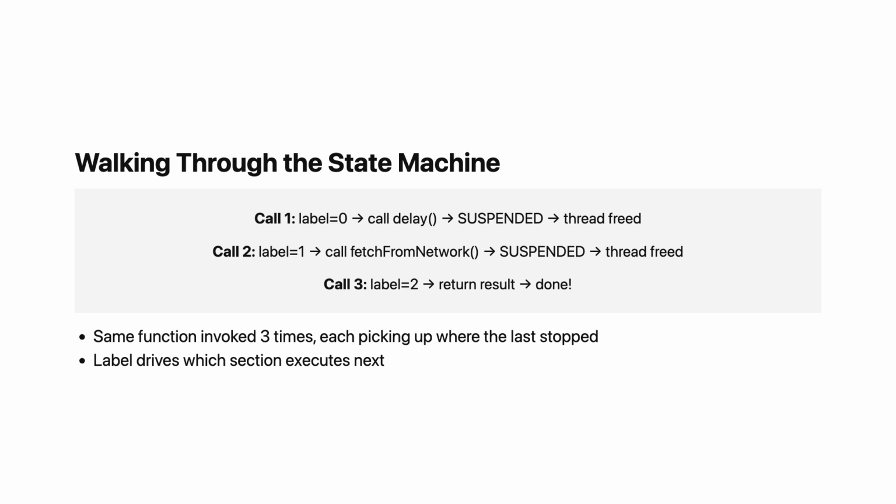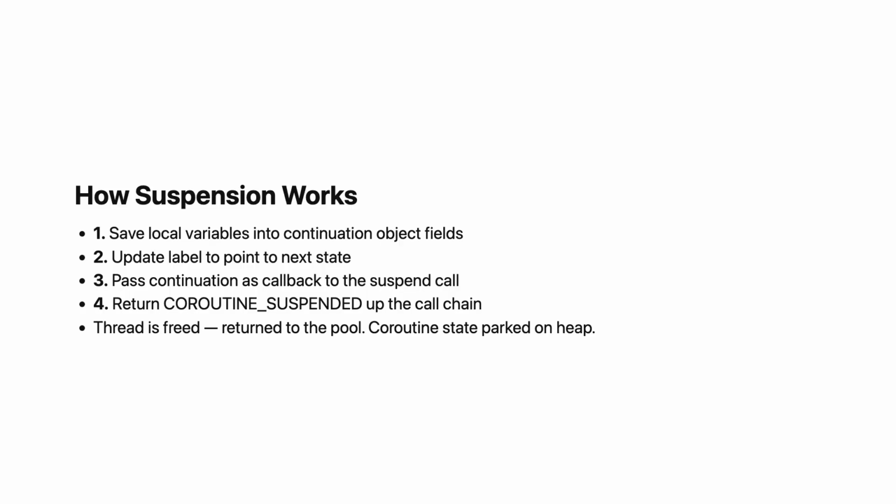Let us be very precise about what happens at the moment of suspension. When your coroutine reaches a suspension point, say it calls delay, here is the sequence. First, all local variables that are needed after the suspension point are saved into the continuation object's fields. Second, the label is updated to point to the next section of the state machine. The suspend function being called, delay in this case, receives the continuation as its callback.